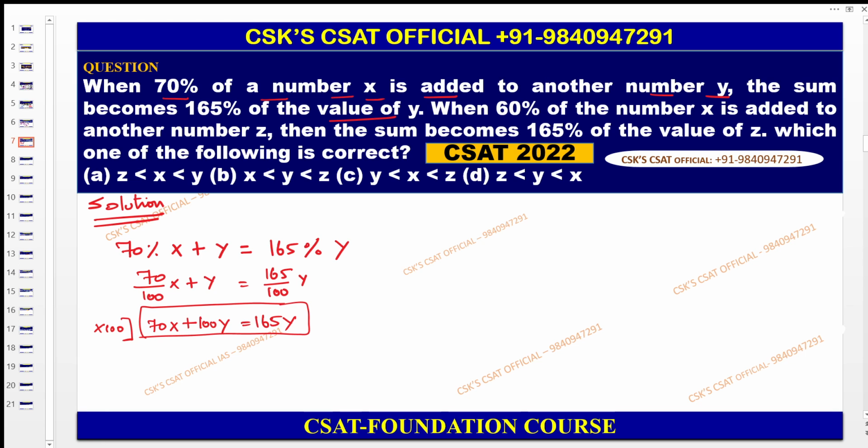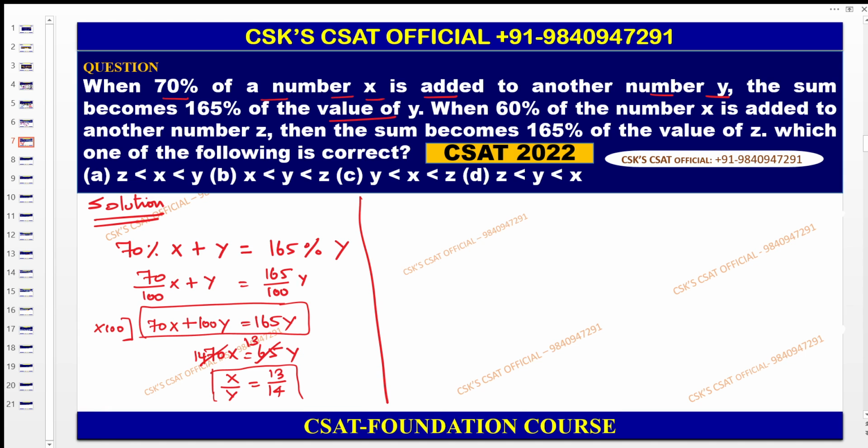Now bring this 100y towards the RHS. Then it becomes 70x is equal to 65y, 165 minus 100. Now you find x by y. So x by y is equal to, cancel this one, this is 14 times, this is 13 times. So therefore 13 by 14. Keep this as one. Let us check whether the numerator is the same with the other one also.